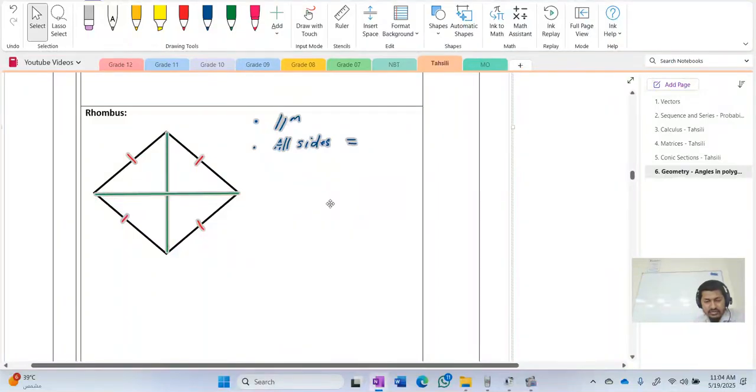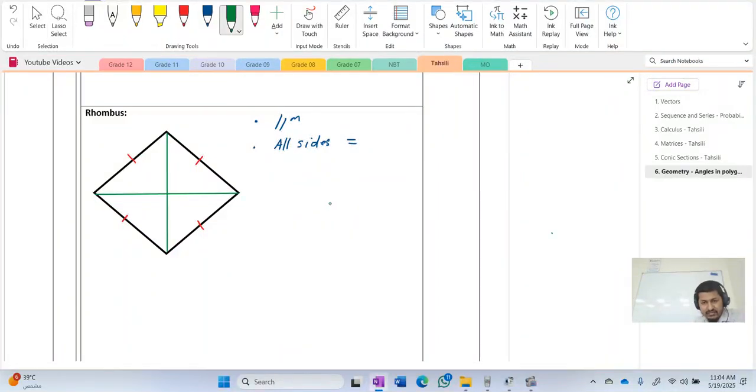So let me label this diagram, call it A, B, C, D. So what we can say here is that AC is perpendicular to BD and M is a common midpoint. So in other words, each angle is 90, alright? So we're saying AC is perpendicular to BD.